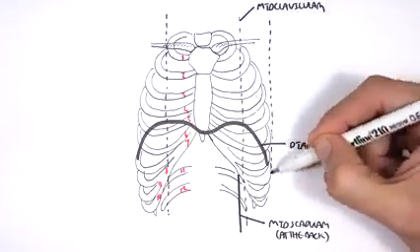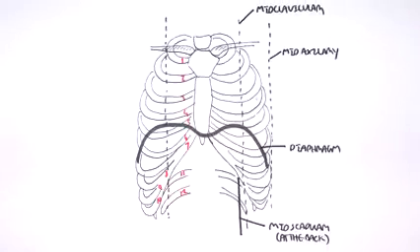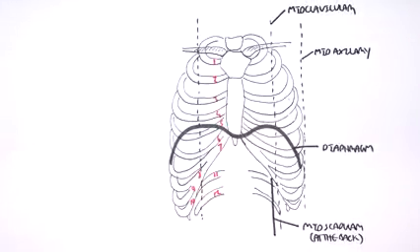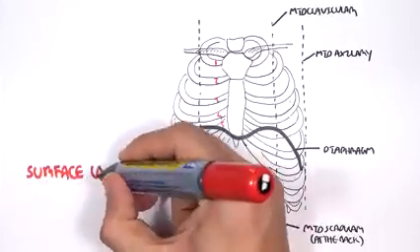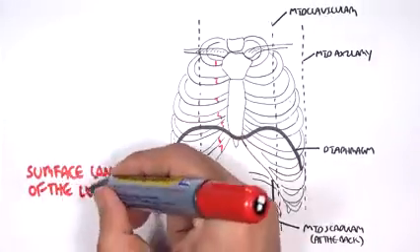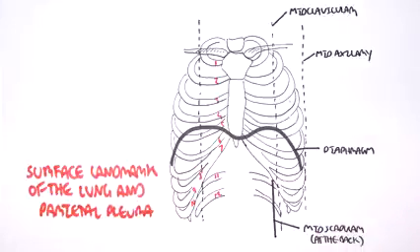These landmarks are important to know for several reasons, one of which is to help identify where the lung sits in respect to the thoracic cavity, and also the pleural flow, or the pleura itself. So next, let's talk about the surface landmarks of the lung itself, and also the parietal pleura.